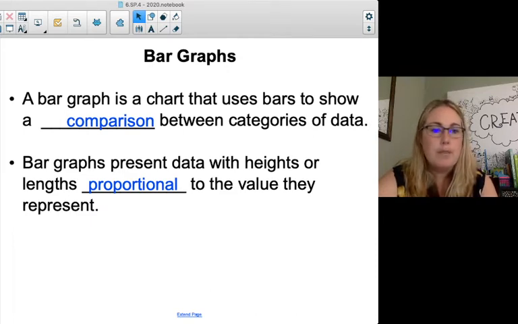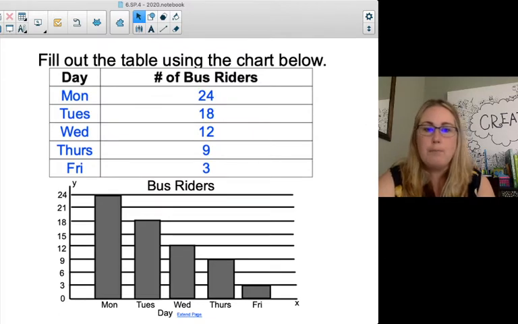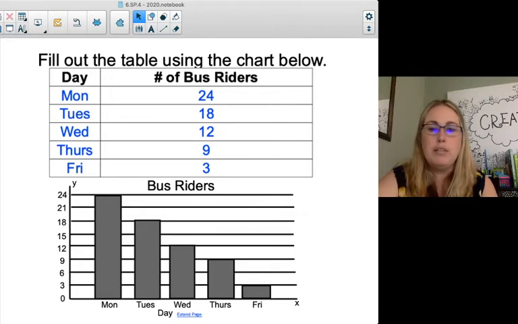All right, so bar graphs are used when we are comparing categories of data. So that's kind of their use, and you can read through that on your own. Let's go ahead and get started. All right, filling out the table using the chart below. And again, I already have my numbers filled out here, but let's just talk through it and make sure you guys see exactly where we're getting this information.